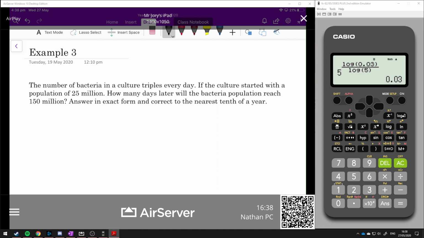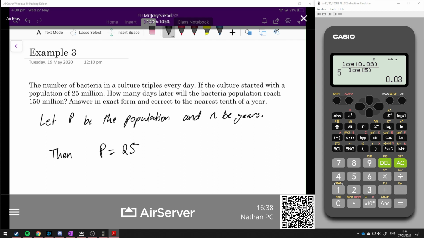So what we're going to do is start off by saying let P be the population of bacteria and n be years. Okay, so we want the nearest tenth of a year. Then we get this formula that says P, the population, is equal to, now it starts off at 25 million, so I'm just going to put 25. We know our answers are in millions, but we just do 25. Okay, so 25 million is the same as if I just bring it down.